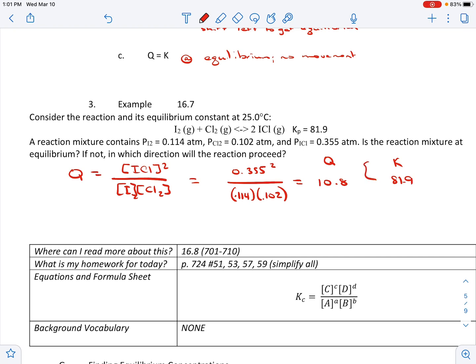So we need it to, that's a terrible caret. All right, I'll try that again. Yeah, maybe not. All right.